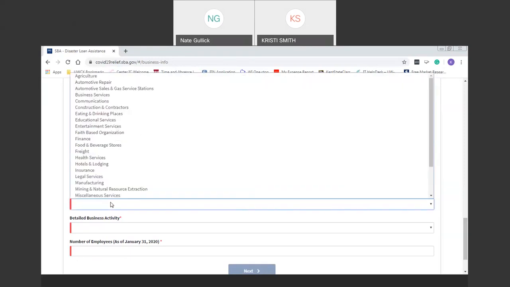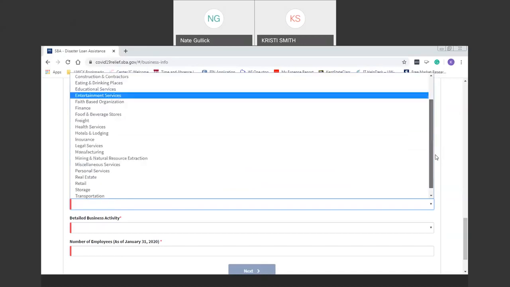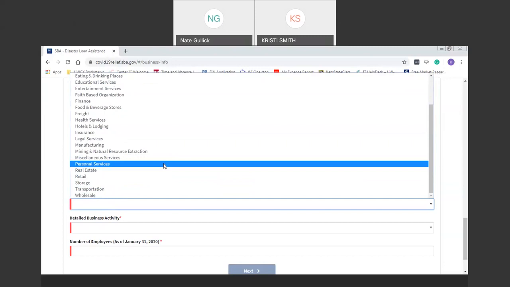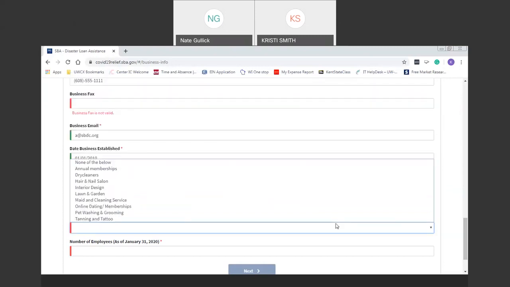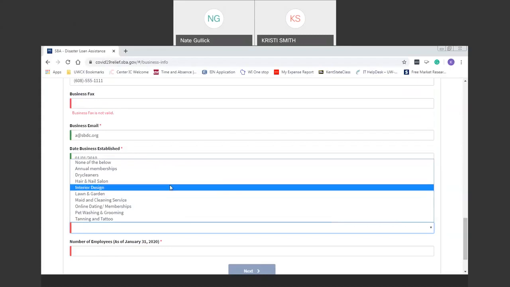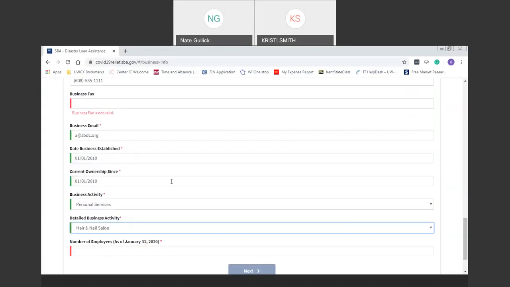The business activity here, you choose the overall category that best fits the type of business we're talking about. In this particular case, as a hair salon, we're going to scroll down slightly and choose personal services. The detailed business activity here would be hair and nail salon. You'll choose the one that's right for this business.